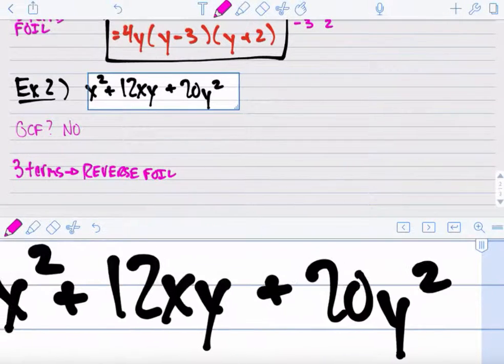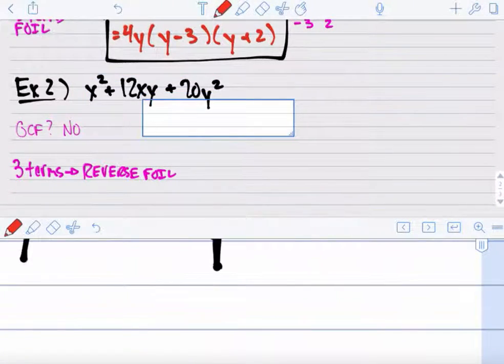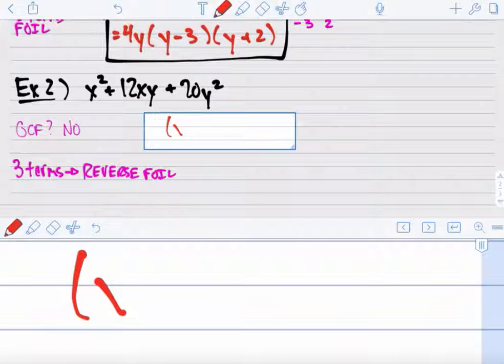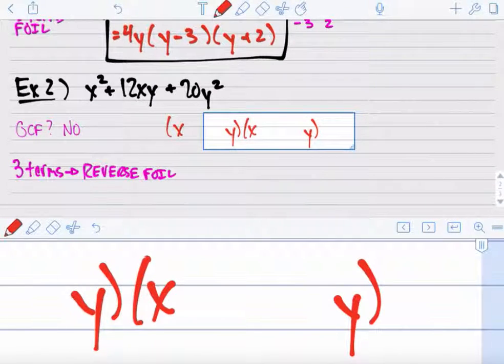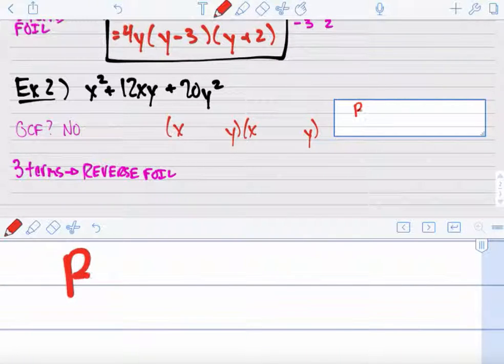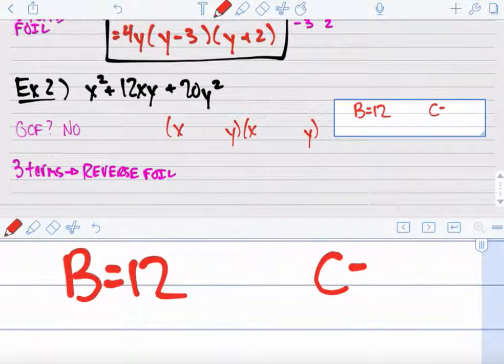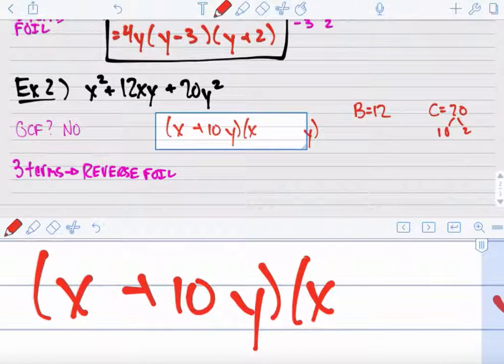This is a little bit different because we've got x's and y's. What I do know is that when I reverse FOIL, I'm going to have an x in each factor because x times x gives me x squared, and a y in each because y times y gives me y squared. I know that b is equal to 12, c is equal to 20. Factors of 20 that add to 12 are 10 and 2. So I have plus 10y plus 2y. That's my answer.